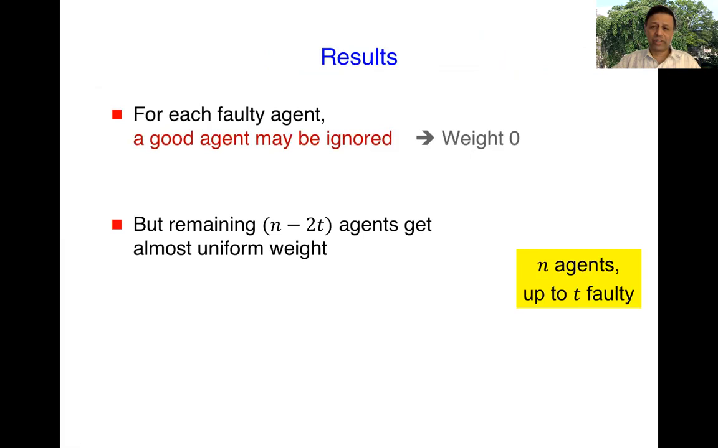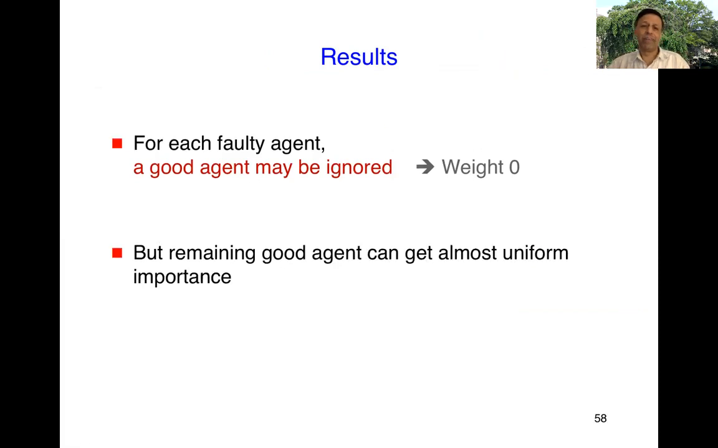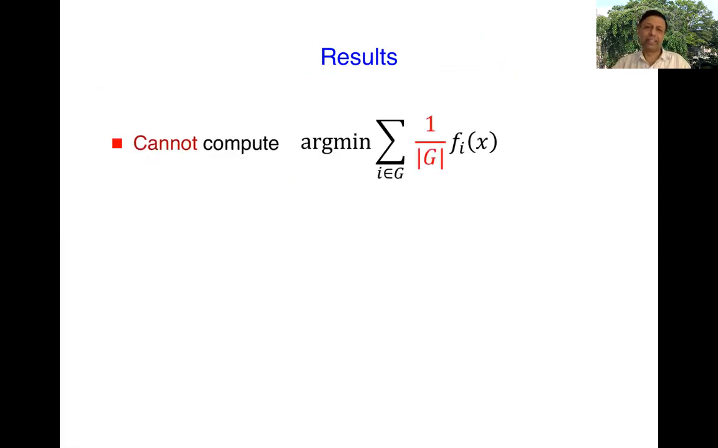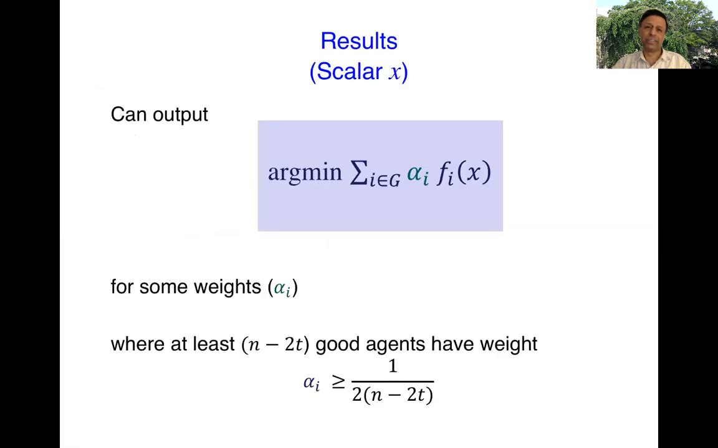I don't have a lot of time to get into the details of this. Actually, let me just get to this slide. This is what you can achieve for the setting where x is a scalar. In general, x is a vector, but I'm just giving you results for x equal to scalar. What we can output is the argmin of a cost function that looks like this. It's a weighted average of f_i of x, where the weights are alpha_i. But alpha_i are not going to be uniform, at least cannot be guaranteed to be uniform.